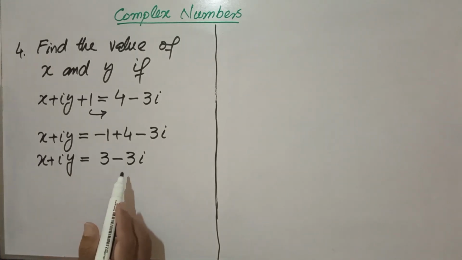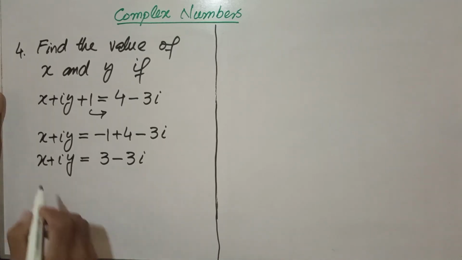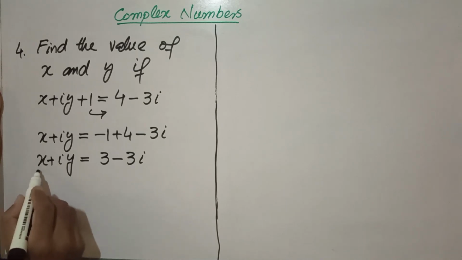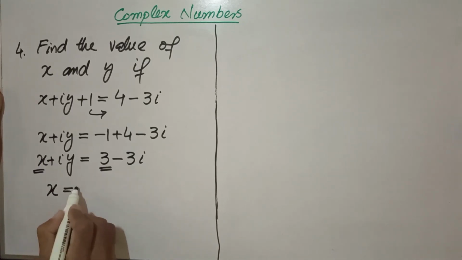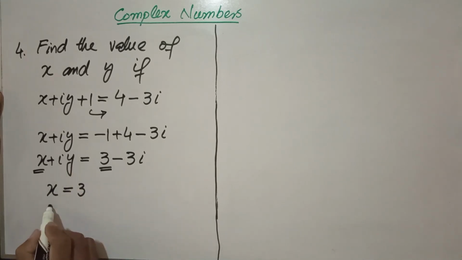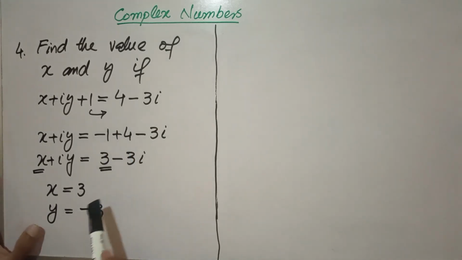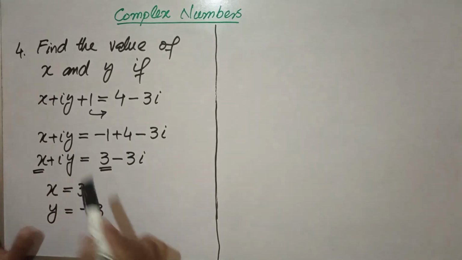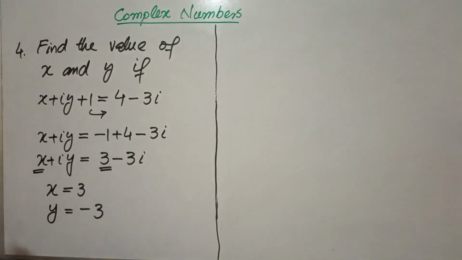Now we know that two complex numbers are equal if real part is equal to the real part and imaginary part is equal to the imaginary part. Here the real part x, and here real part is 3, that is x is equal to 3, and imaginary part, here we have y, and here we have negative 3. Thus in the given question, if x is equal to 3 and y is equal to negative 3, then x plus iota y plus 1 will give us 4 minus 3 iota.